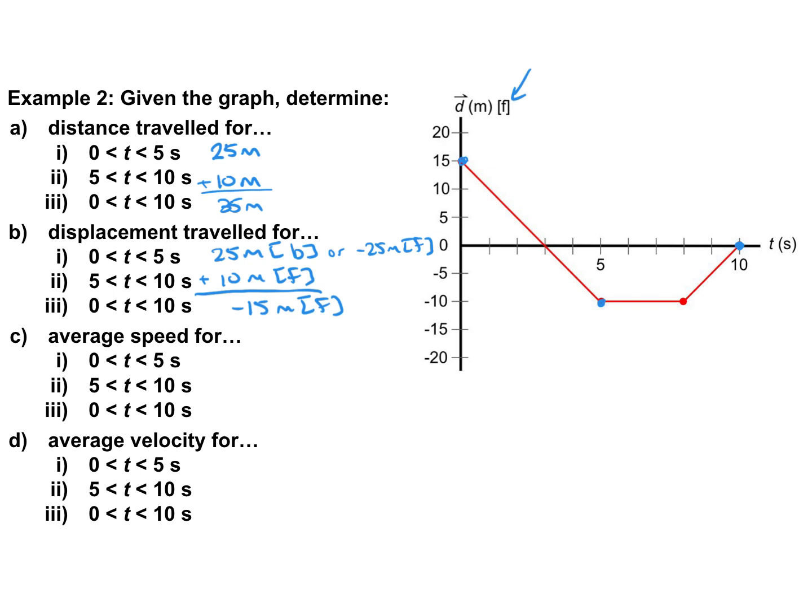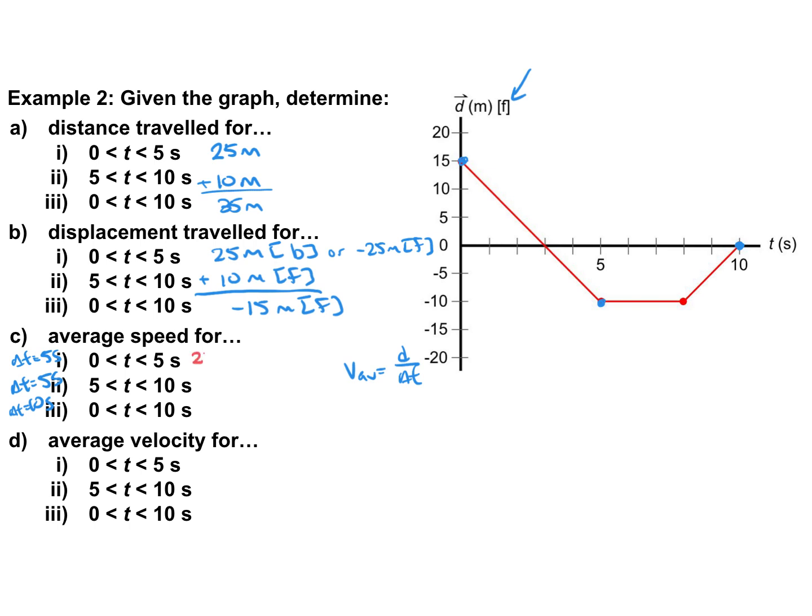Okay, now we'll calculate average speeds. For average speeds, we would just take all of our answers from A, the distances, and divide them by the times. And what's the time? Well, from 0 to 5 seconds, we divide it by 5 seconds. From 5 to 10 seconds, the time is 5 seconds as well. And from 0 to 10 seconds, it's 10 seconds. So I'll just write that off to the side here. These are the time intervals for the 3 questions. So we're going to take our answers to A and divide them by those time intervals.